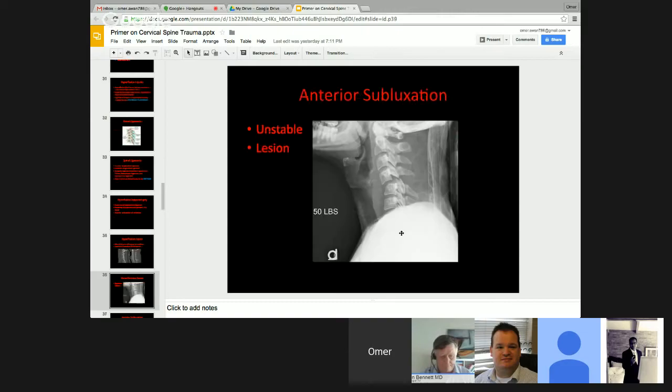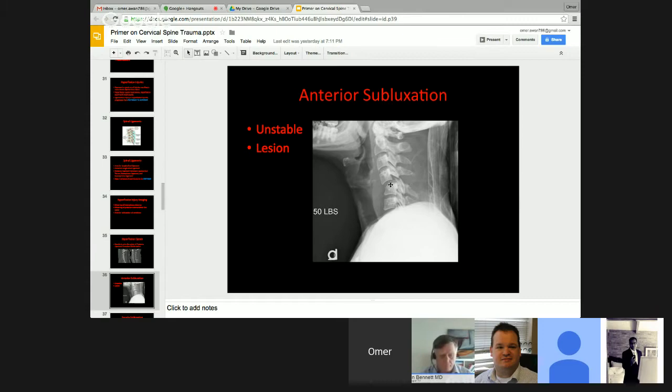This is anterior subluxation, where we have anterior subluxation of a vertebral body with respect to another vertebral body. There's focal kyphosis at this level, and notice that there's no definite perched facet or jumped facet, but there is diastasis of the facet here between the inferior articular facet at C4 and the superior articular facet at C5.